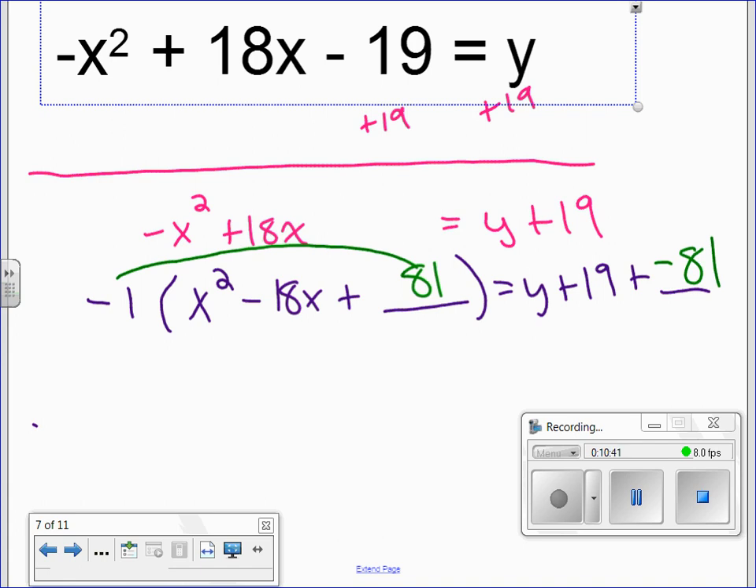At this point, you can combine the 19 with the negative 81. Probably need a calculator for that, unless you're super good with mental math. So negative 81 plus 19 is going to be a negative 62. And on this side, you're ready to do your factoring. So it's the old-fashioned factoring technique. What numbers multiply to a positive 81 but add up to a negative 18?